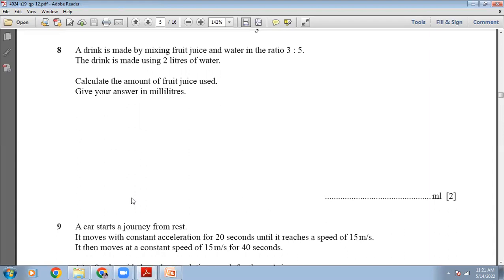The drink is made using 2 liters of water. He says we have used 2 liters of water. Calculate the amount of fruit juice used. Give your answer in milliliters. Okay, first of all, that water is 2 liters. So we will also convert that into milliliters, and then I can very easily find the juice in milliliters also.